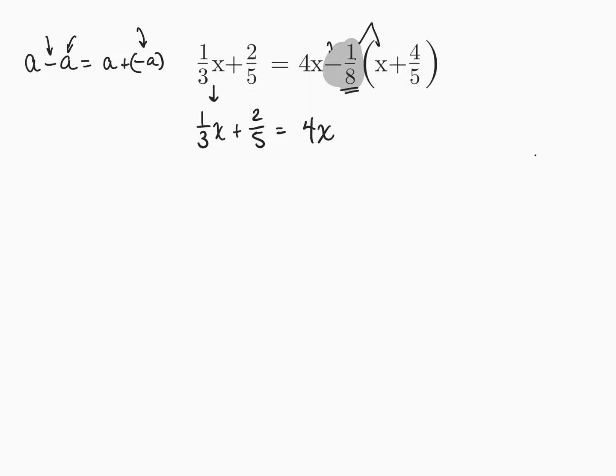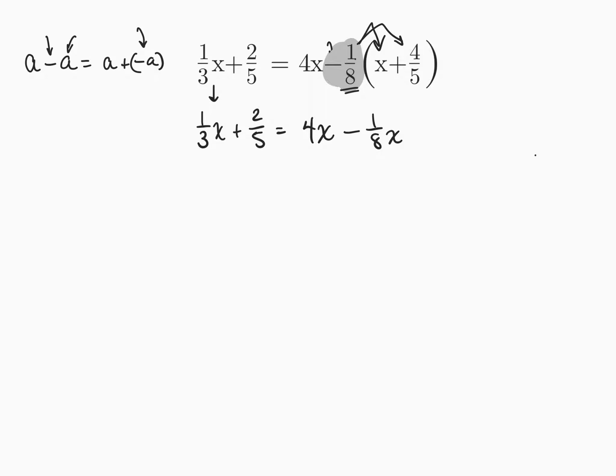So negative 1/8 times x is negative 1/8 x. The next thing I do is I will take this value because it's distributive property. Distributive property claims that I must take that value and multiply it by each term within the group. So I will now take 1/8 and multiply it by 4/5. So negative 1/8 times 4/5.